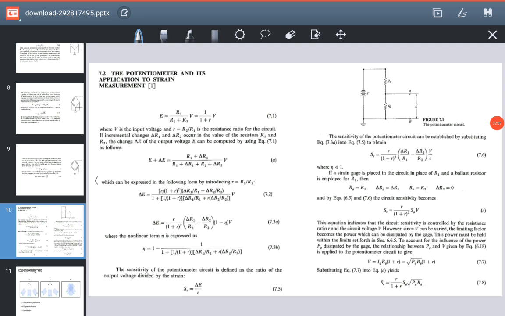Alright, now what we are going to do is find out the sensitivity of the potentiometer. Now, what is actually the potentiometer? We know that delta R upon R is equal to Sg.